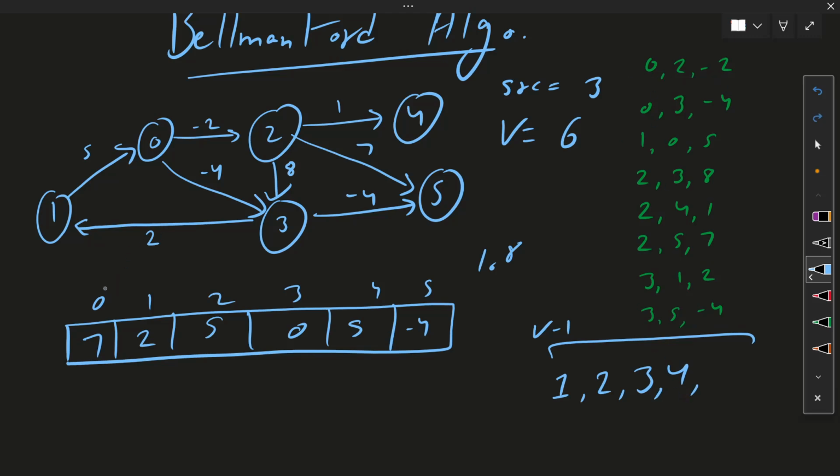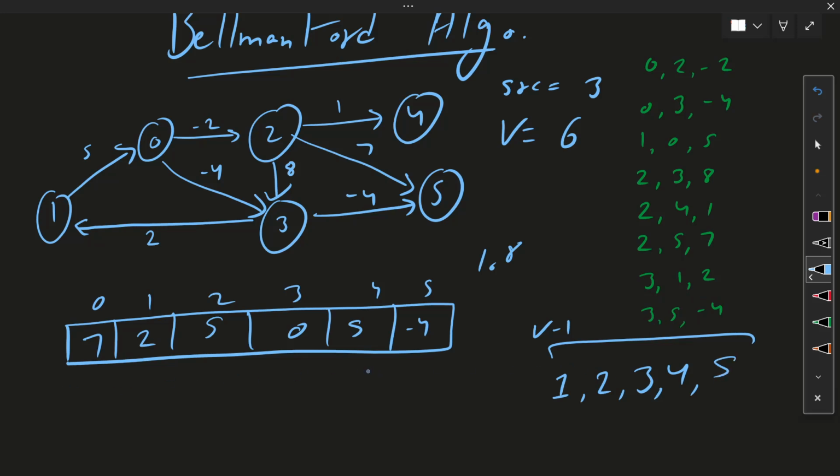It's time for the last iteration. 0 to 2. 7 plus minus 2, 5. No, we will not update. 0 to 3. 7 plus minus 4, 3 will not update. 1 to 0. This and this, 7. 7 is already there. Then 2 to 3. This value plus this value, 13. So a smaller value is already there. 2 to 4. 5 plus 1, 6. A smaller value is already there. Then 2 to 5. This value plus this value, 12. A smaller value is already there. Then this and this also done. So we have done v minus 1 iterations.